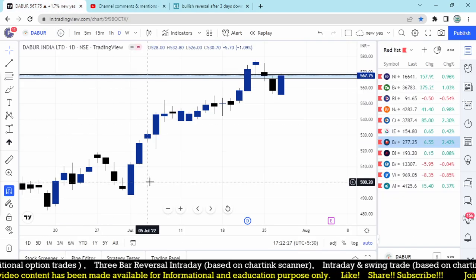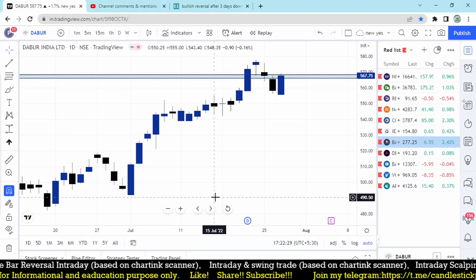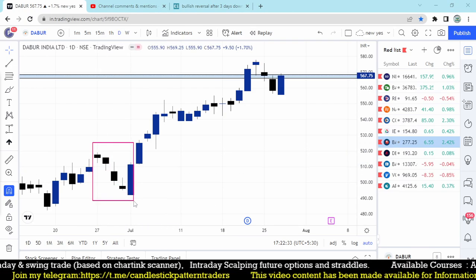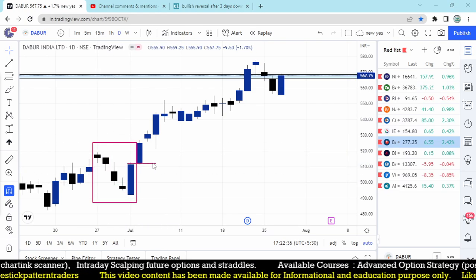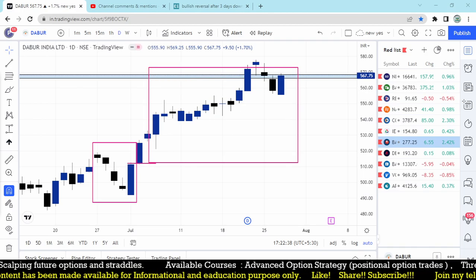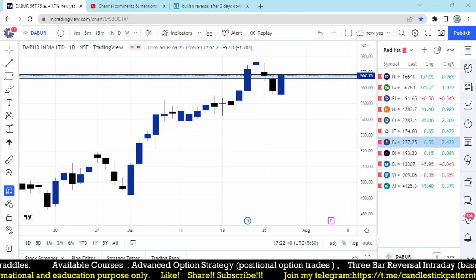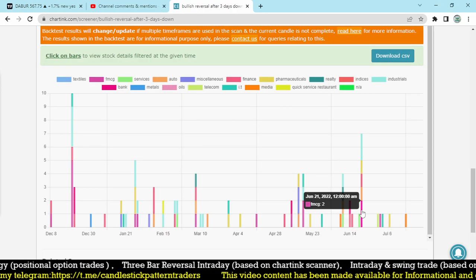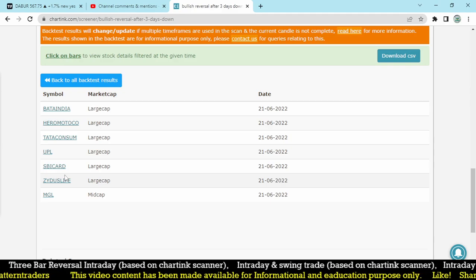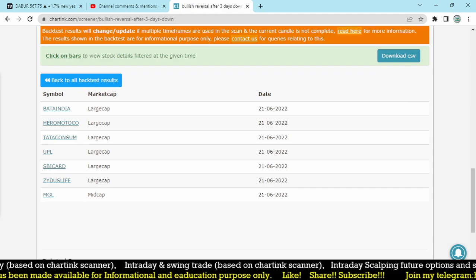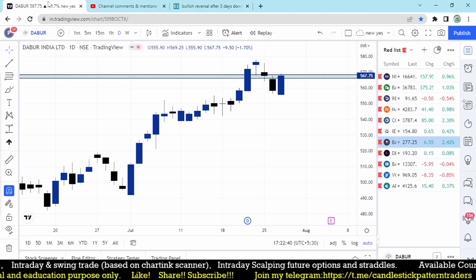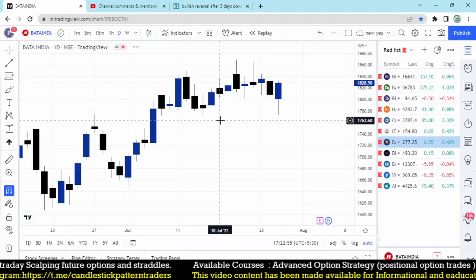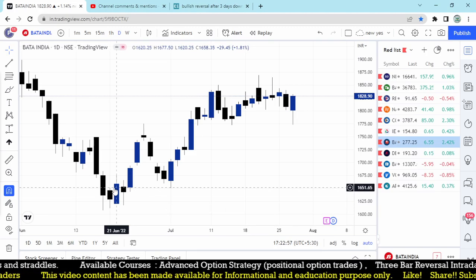We created a scan that was working good and well, right? 4 consecutive down, and there is a bullish candle. Let's see the result. Zoom. Okay, it was working good. And here, oh, so many stocks on 21st June. Bata, Hero Motorcorp. Let's go for Bata. What happened? This is the back test we are doing now. Bata, maybe this. Oh, great.